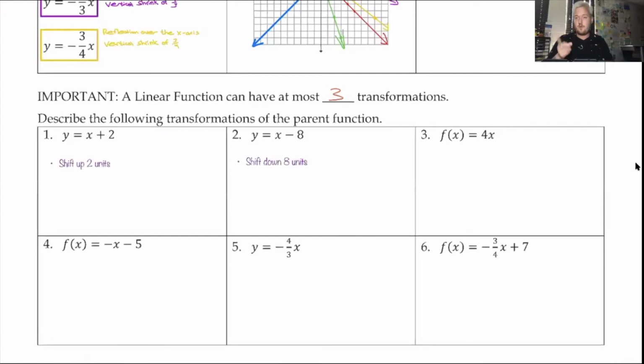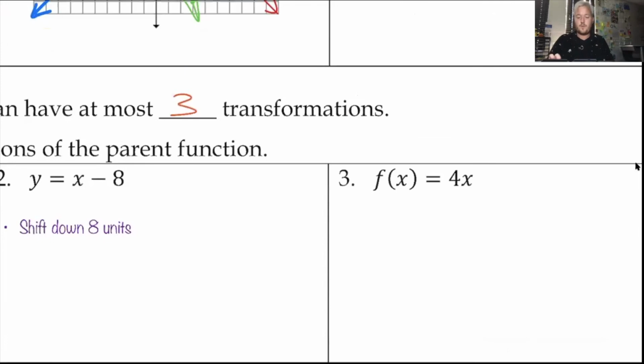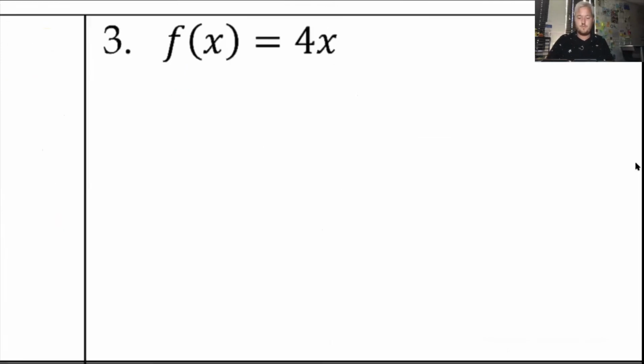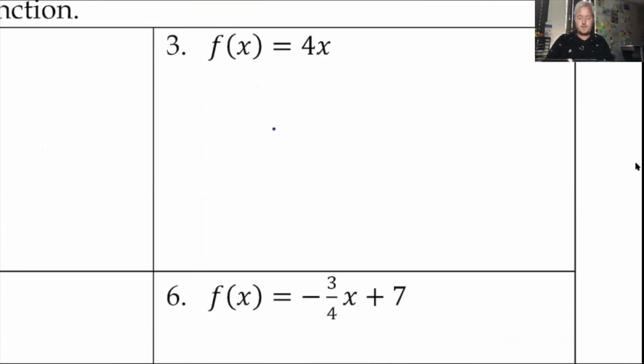So speaking of, there are horizontal transformations, but we're not going to worry about those because we actually take care of horizontal transformations when we do our vertical transformations. All right, so here we have f of x equals 4x. So notice how we didn't move it up or down with a b value, but we do have an m value of 4. So because that's bigger than 1, this is a vertical stretch of 4.